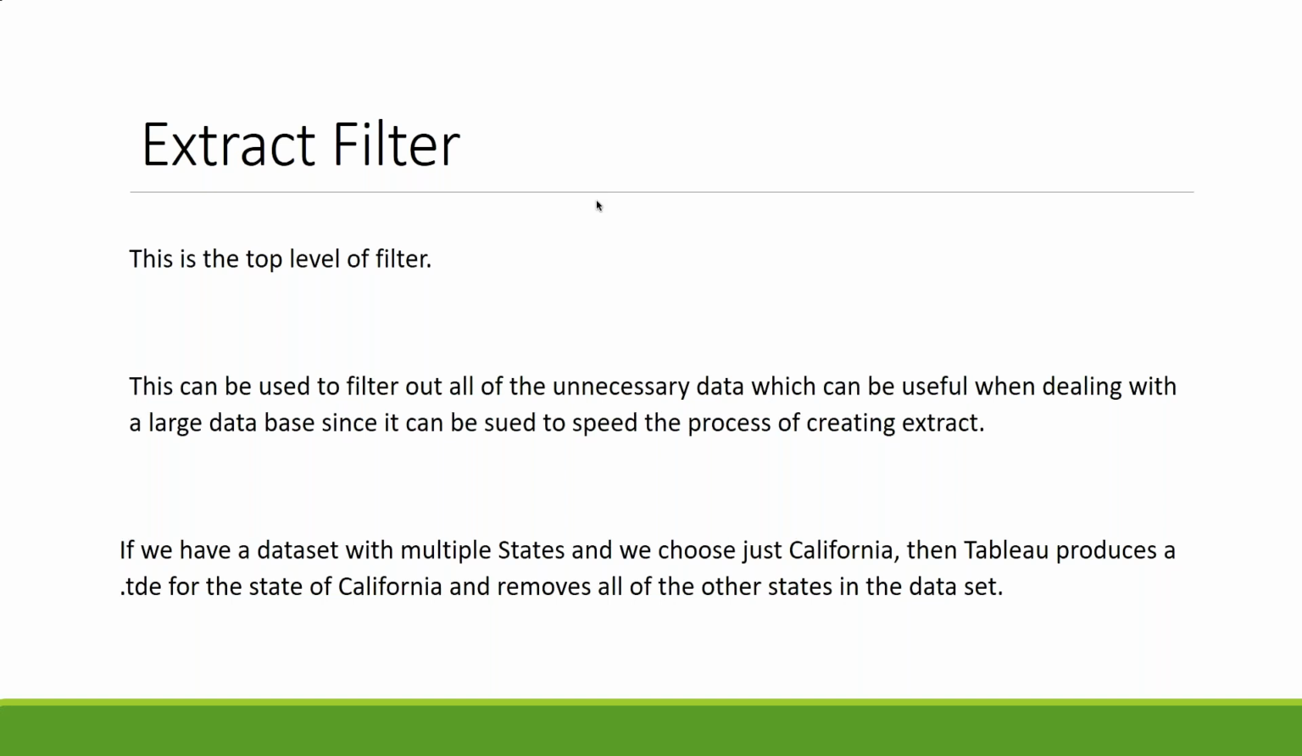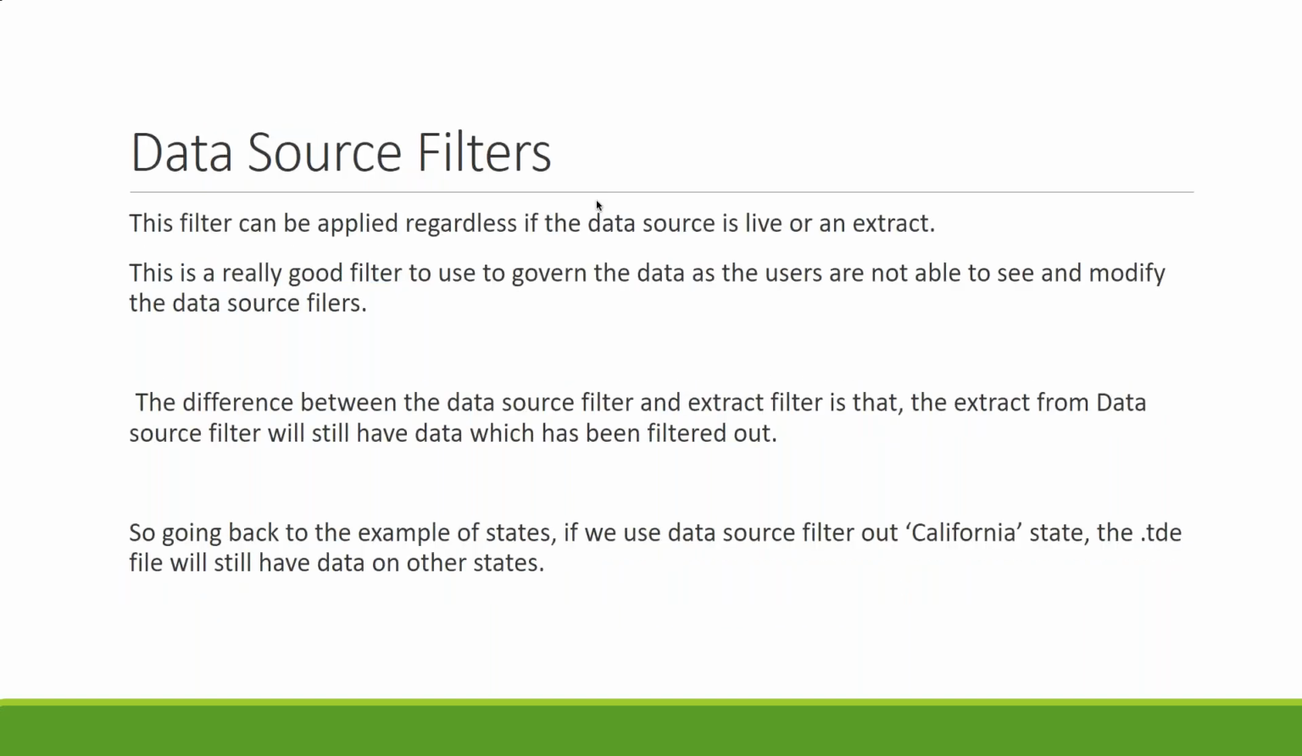For example, let's say you've got a data set full of different states, loads of data, but you just want to focus on California. You can take that out and make it into a TDE file, which is the main difference between this and the data source filter: you can keep that as is. Then with data source filters, you can filter out California or any other state you want, but it doesn't create a new TDE file, so all of that data is still there if you want to access it. It's really useful if you want to control or govern how other users use that data set.